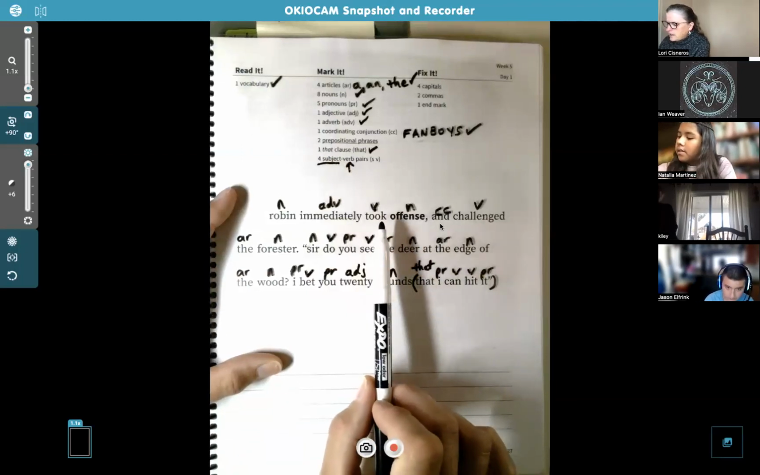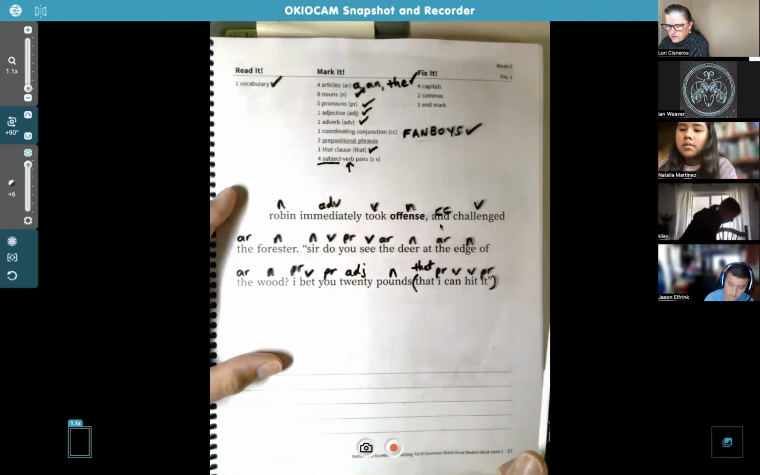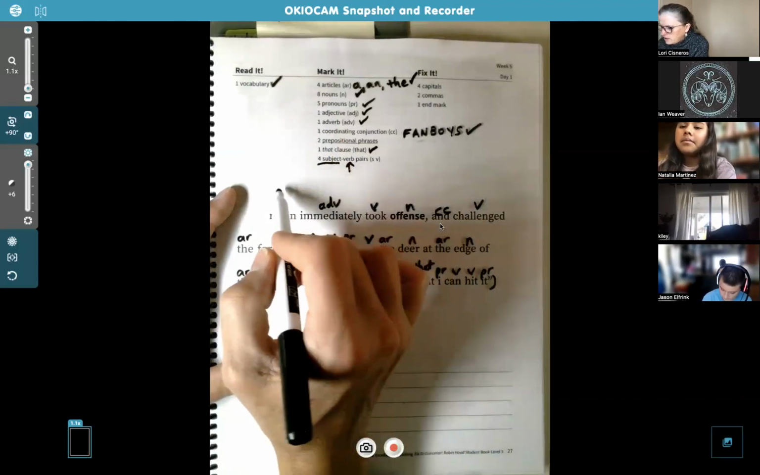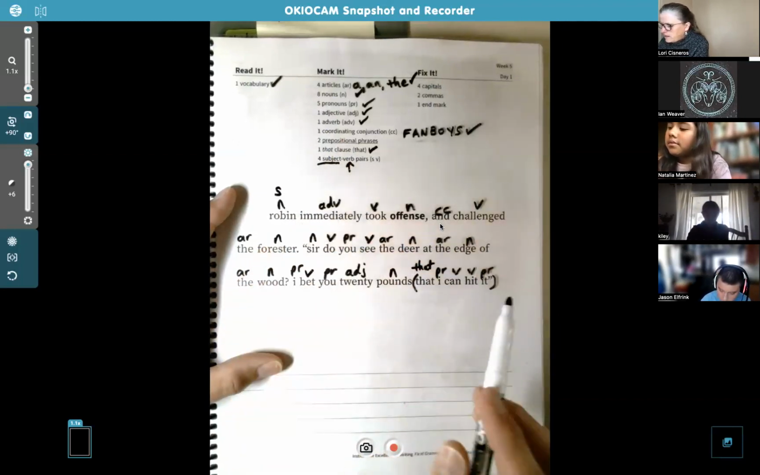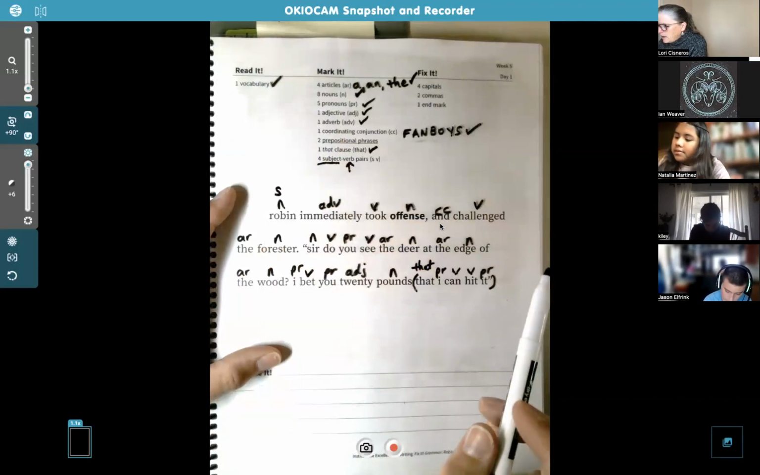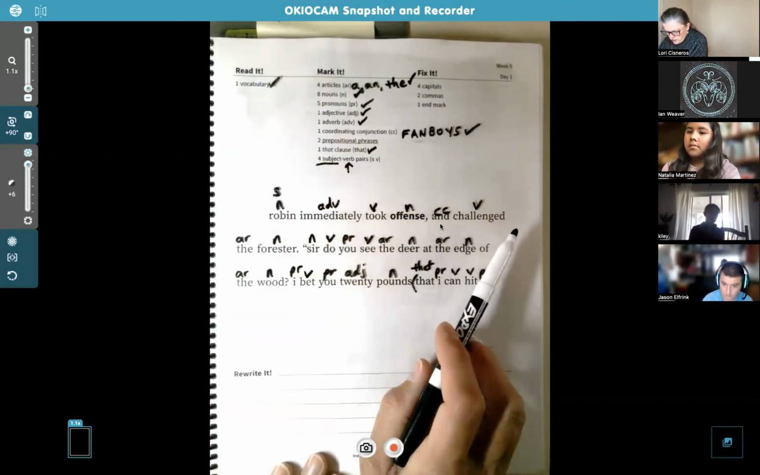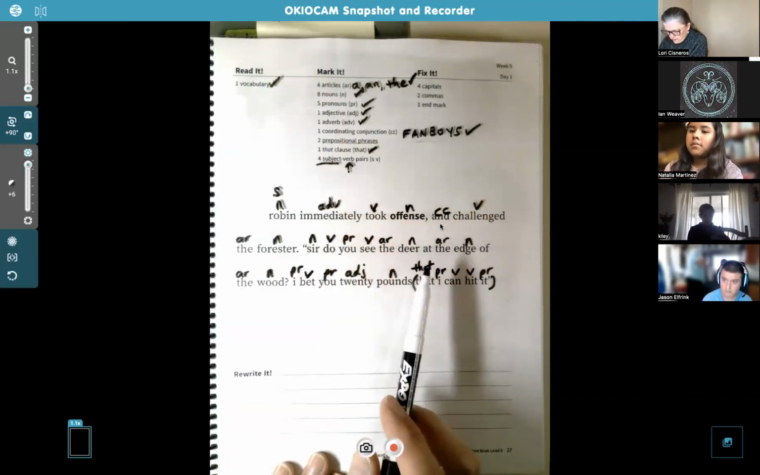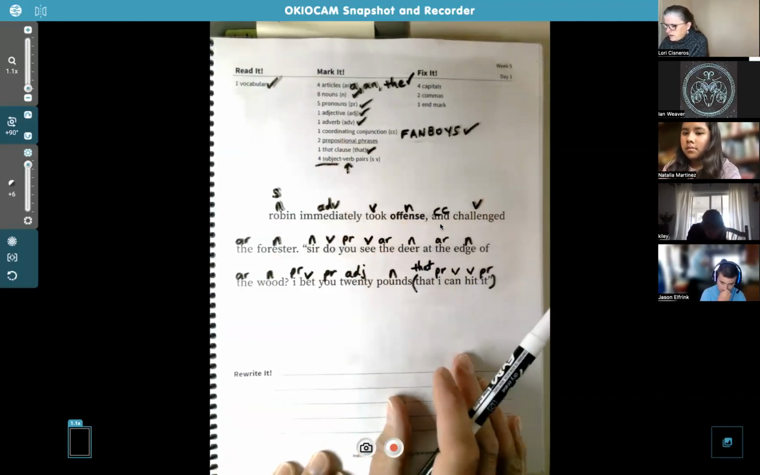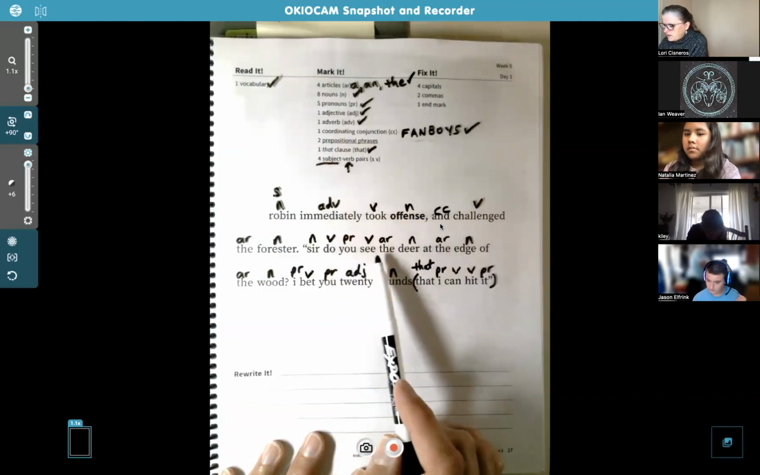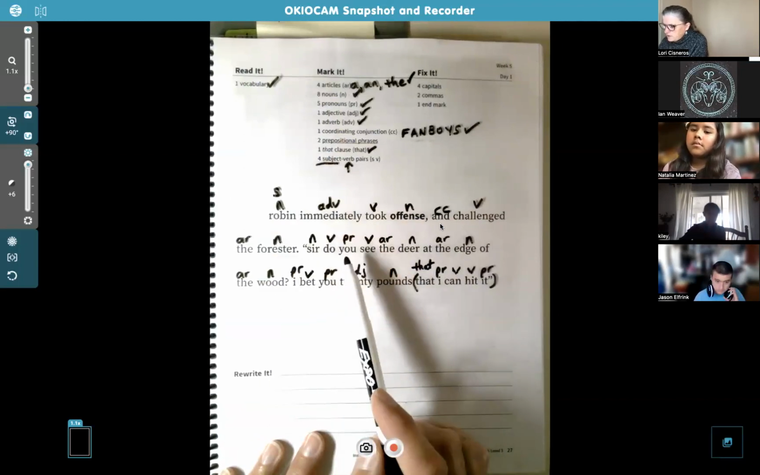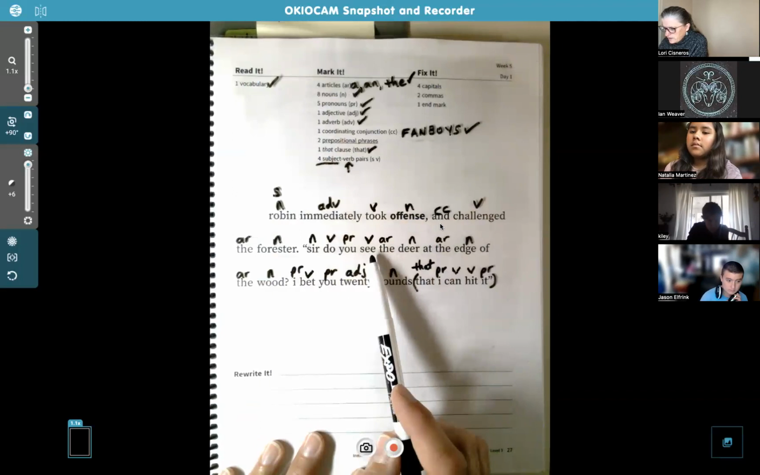So who was it that took offense for the subject? Robin. Good, Robin. So put an S above the N there. And then he also challenged, this is still the same subject with challenged. How about here? This is a little tricky, Natalia, right here where he says, sir, do you see the deer at the edge of the wood? Do you see? Who's the subject in that sentence?